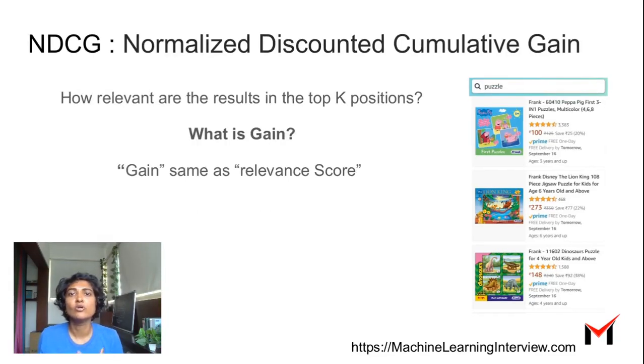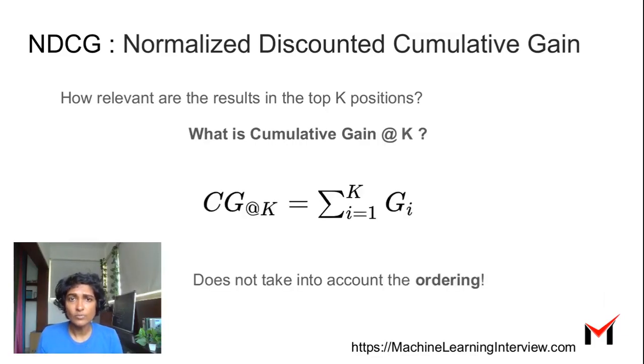So let's look at what normalized discounted cumulative gain means. Gain here is nothing but the relevance score. Cumulative gain is nothing but the sum of relevance scores of all the items shown. So let's say you have recommended K items. You have shown the top 3 items. Then this is just the sum of the relevance scores or the gains of the 3 items. But the challenge with this is again that it is not really giving importance to the ordering of the items. So you want the most relevant items to appear at the top, and if that happens, you want a higher score. How do we do that?